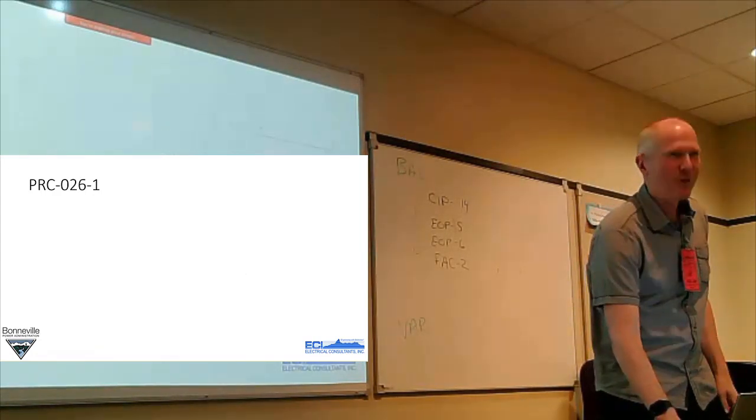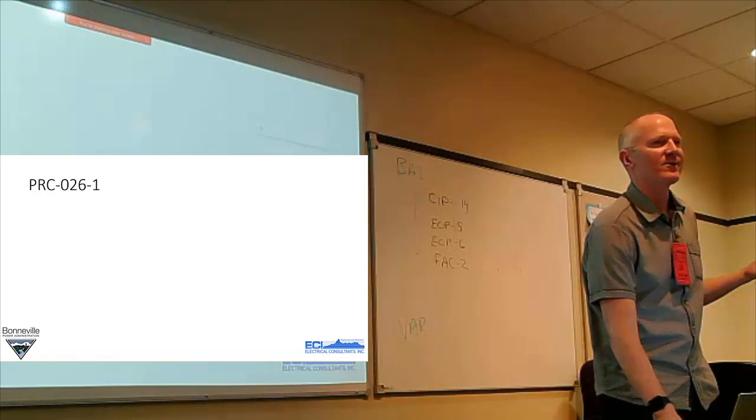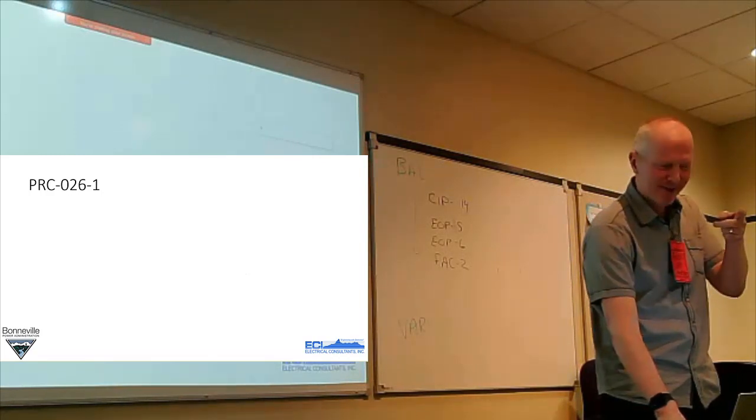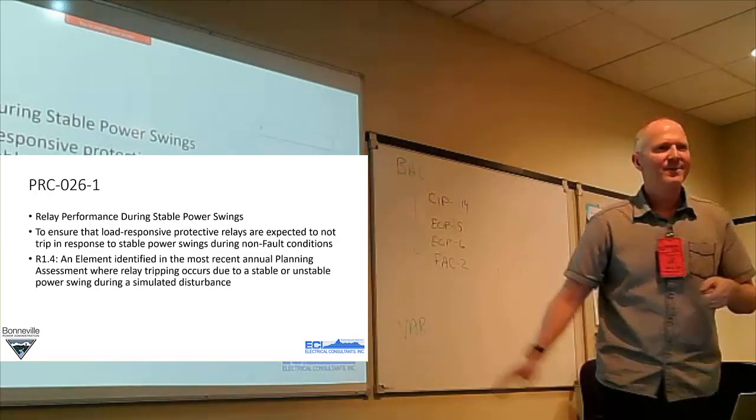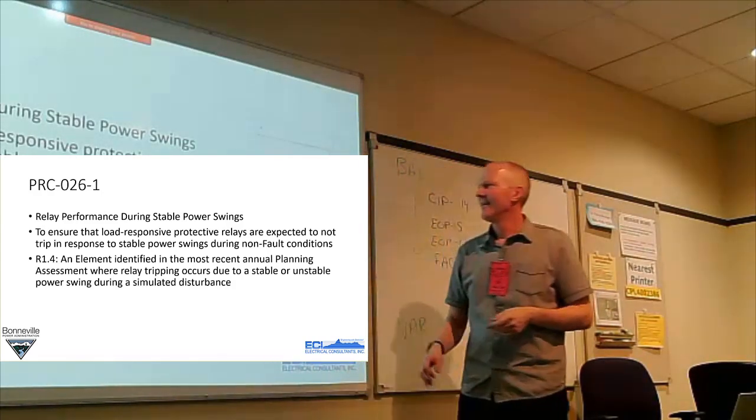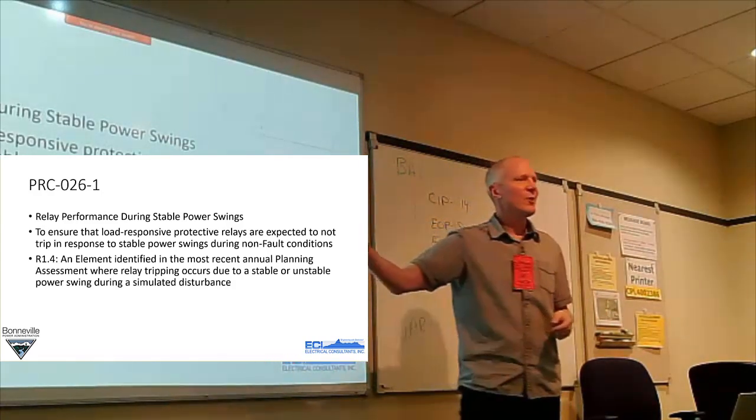PRC-026. This is the one I was after. What is 26? Relay modeling? Yeah, look at that. Double points. Oh, yeah. Power swings. That's 72 now. Yes.